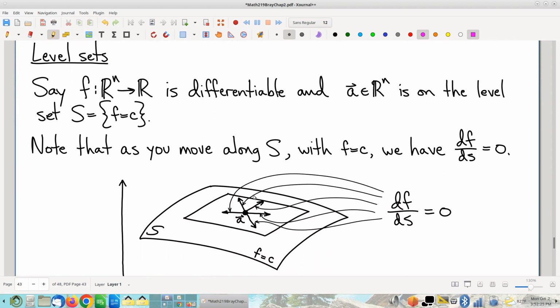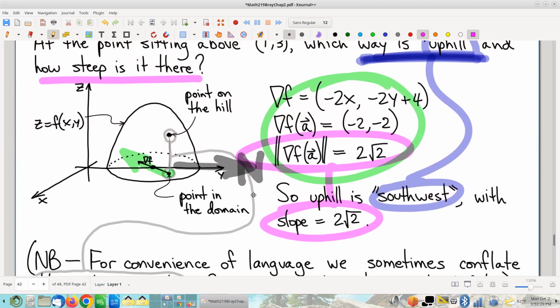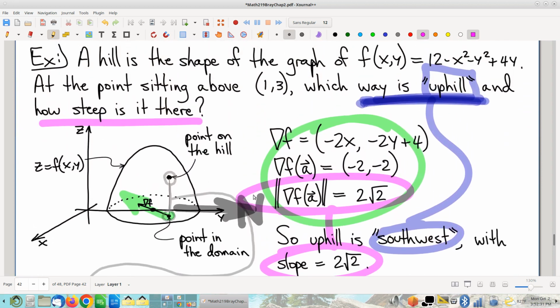Okay, let's talk about level sets. Oh yeah, question. So my question is, if it was inverted, like if we're looking at a crater, would the direction be the direction of greatest ascent? Yes, and that would be sort of out of the crater.